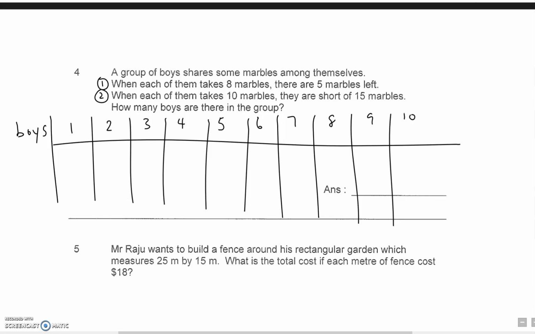If they say each of them takes 8 marbles, so if I only have 1 boy in a group, I will only be giving 8. If I have 2 boys in a group, I will be giving 16 in total, 8 times 2. If I have 3 boys in a group, I will be giving 24 in total. So you notice I'm just merely listing out the multiples of 8. 6 boys, I will have 48. 7 boys, I will have 56. 62.